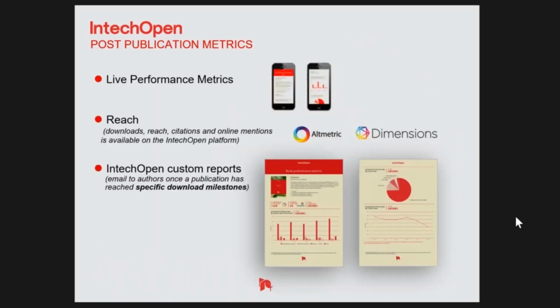The post-publication metrics that we can provide are downloads, which emphasizes the reach. We can also tell you what countries your chapter or book has been downloaded in, the number of citations, the online mentions via Altmetric and Dimensions. We can also have customized reports for authors, which can be set at every 500, 1,000, 10,000 downloads, depending upon the choice that the author wishes to make.